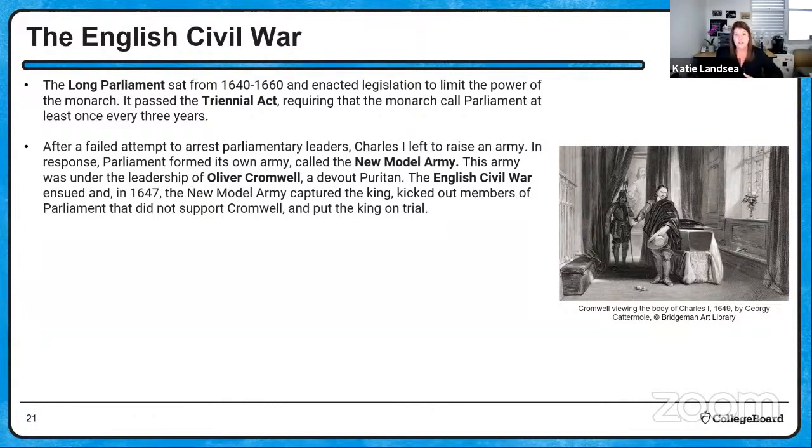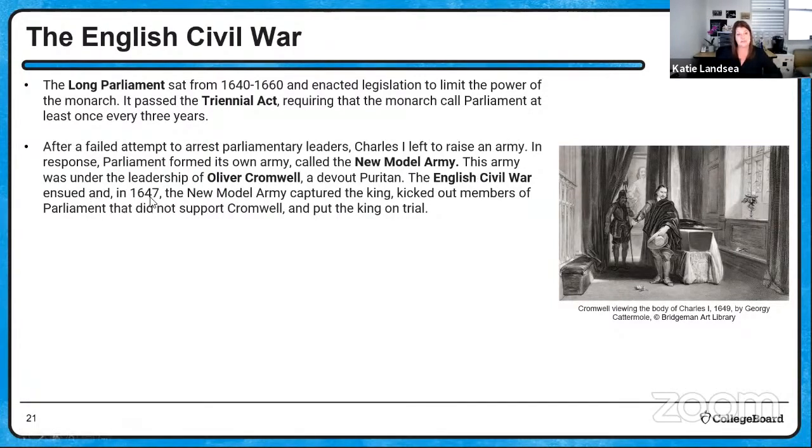This army is under the leadership of Oliver Cromwell, and he is a devout Puritan. So we're seeing this unfold not only as a political struggle, but also as a struggle between two Protestant groups, the Anglican king and the Puritan Parliament.